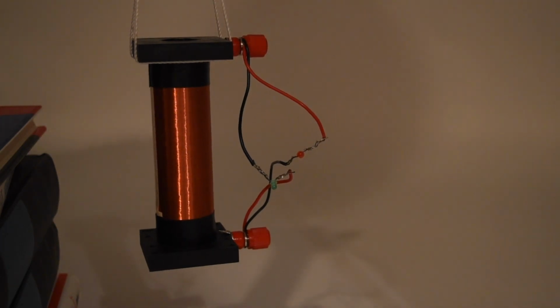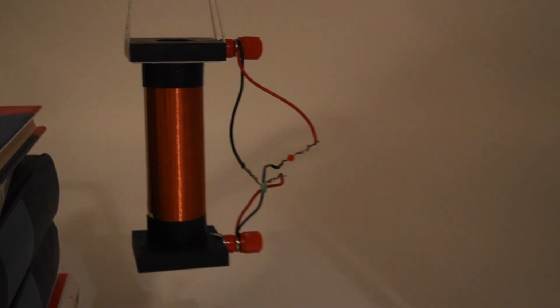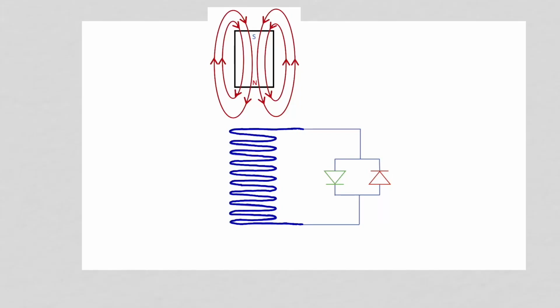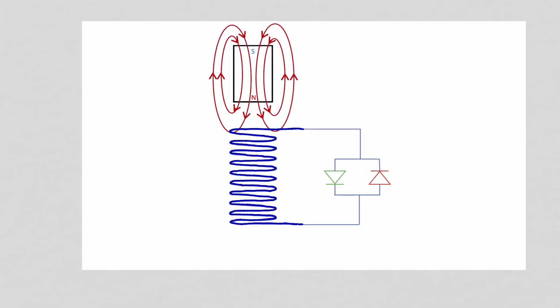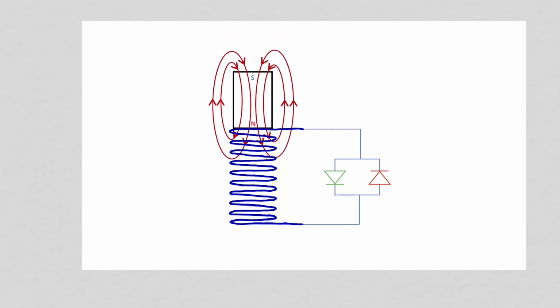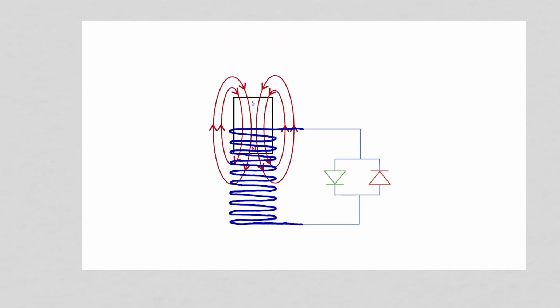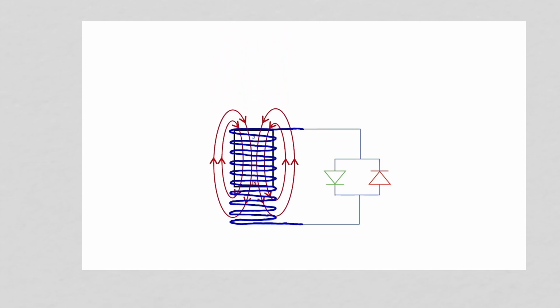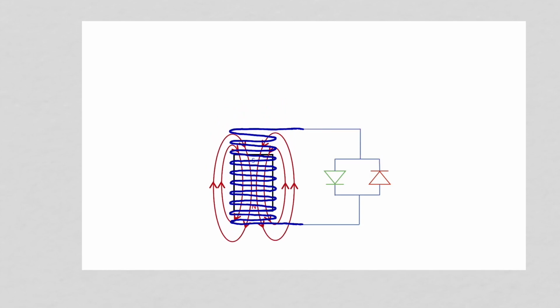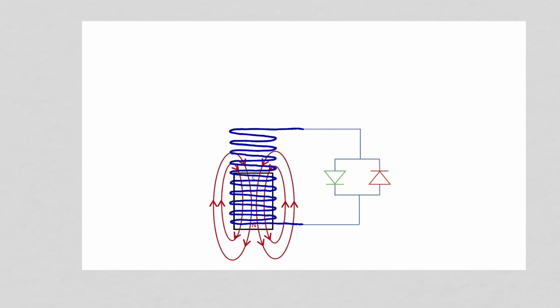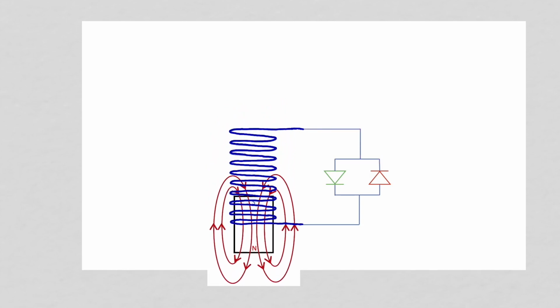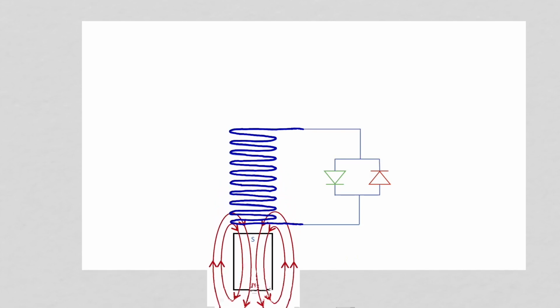This behavior can be explained with Faraday's law, and it's referred to as electromagnetic induction. As the magnet falls and enters the coil, there is an increase in magnetic flux inside the coil. And as the magnet leaves the coil, there is a decrease in magnetic flux inside the coil.